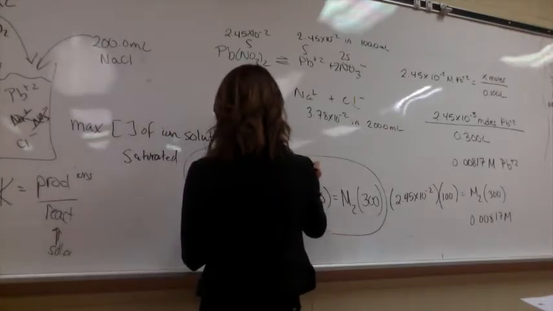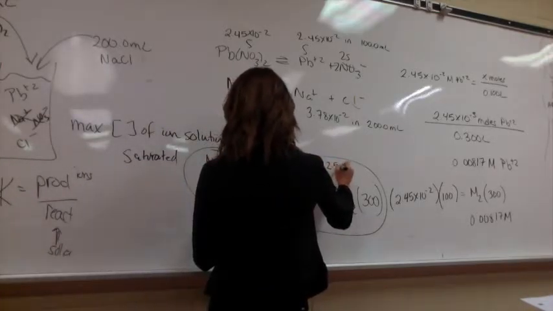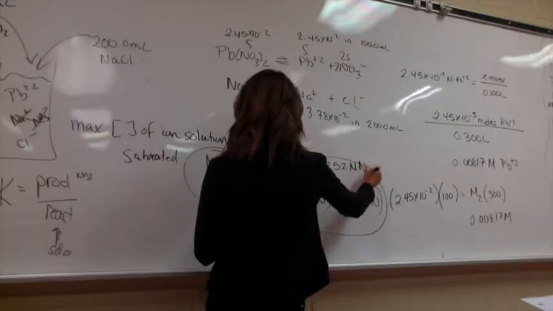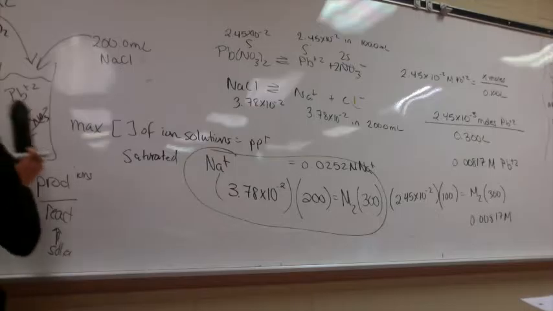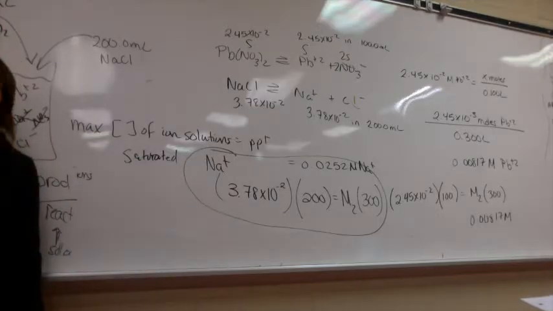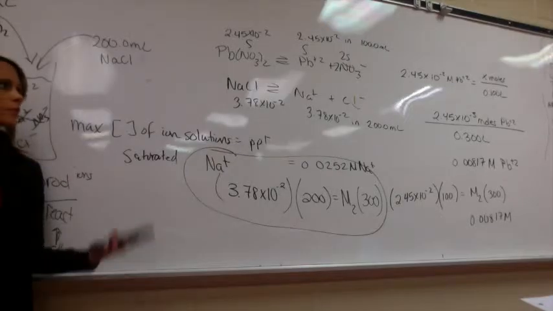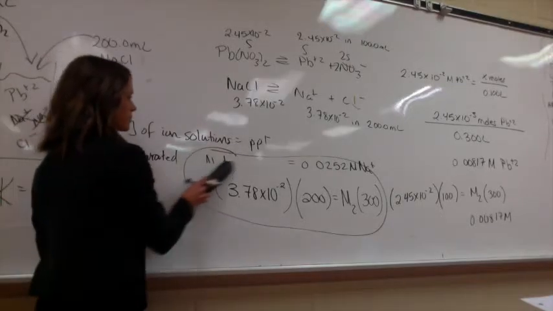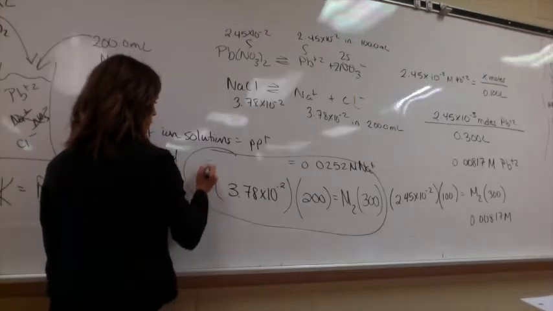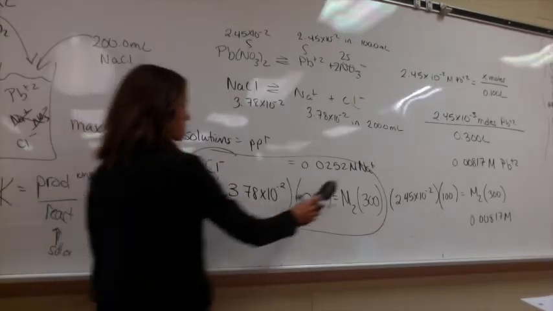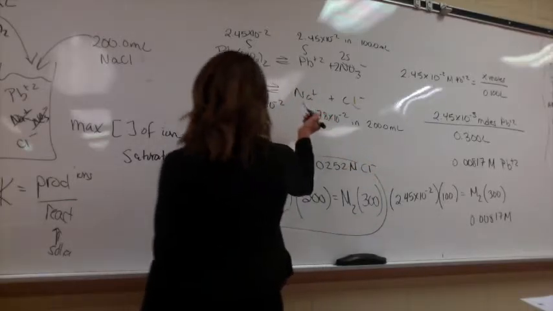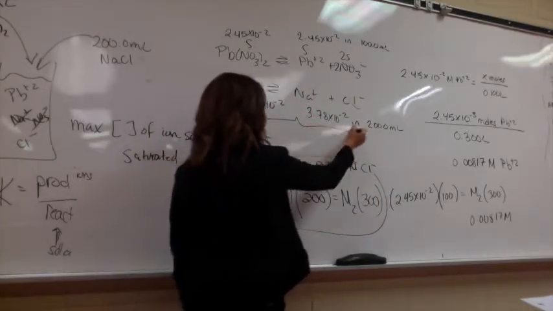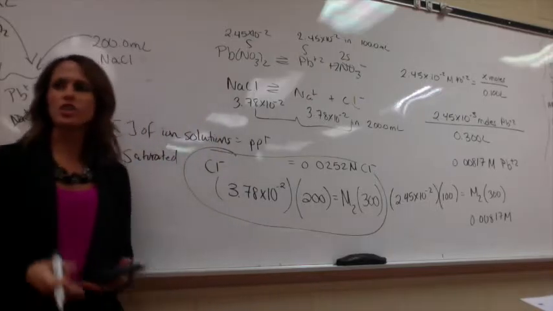So the concentration here is 0.0252 molar sodium. Everybody okay with that? What did you get for it? 0.0252. Oh, that's the same thing. I get that. Why does it not matter? They're all the same thing. There's no coefficients. Same thing.